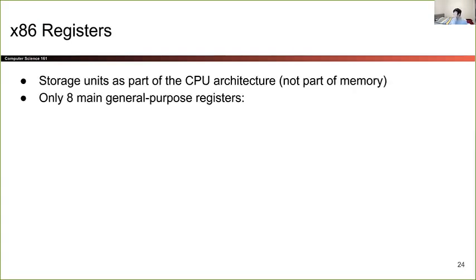In x86, there are only 8 main general purpose registers. So you will see registers called EAX, EBX, ECX, EDX, ESI, and EDI. These all stand for something. You don't have to worry about what they stand for. You'll just see these in assembly code.